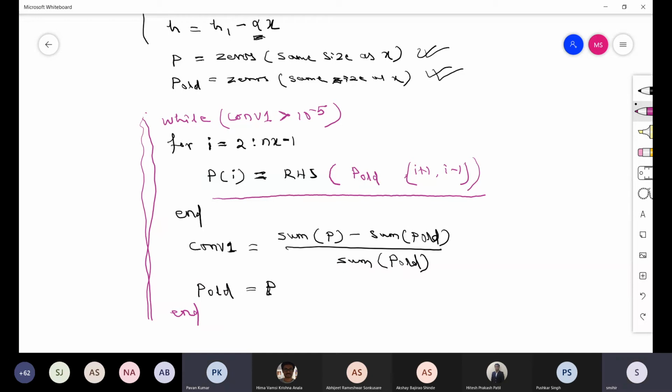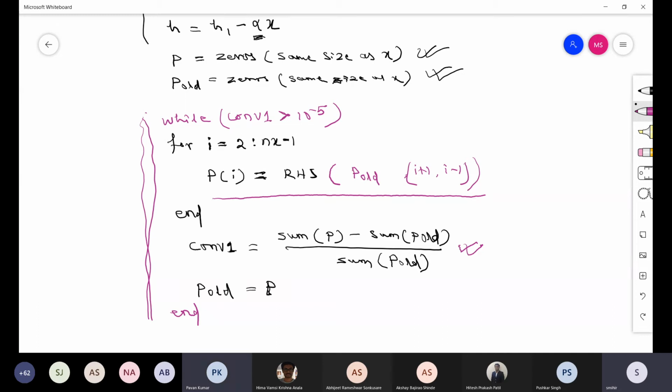So that means you are checking convergence here. Then this convergence value, if it is greater than 10 to the power minus 5, it will go on in this while loop. It will not stop. Otherwise, it will come out of the while loop.